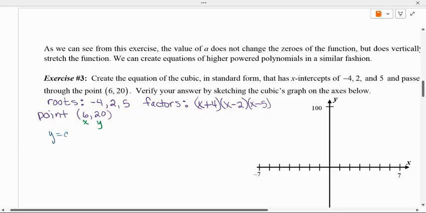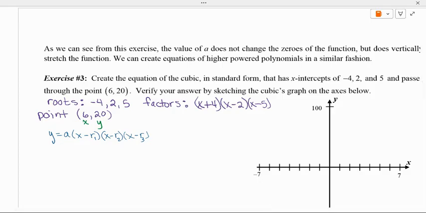y equals a times (x minus r)(x minus r)(x minus r). That's like the parent function. What are we plugging in for that? Do we know what our factors are? Do we know some things about x and y? What do we know? Someone tell me. What is y? y is 20.